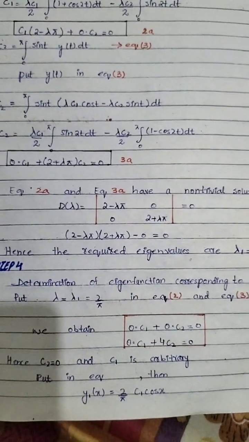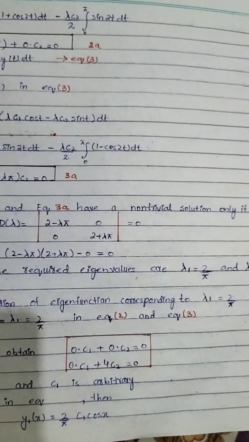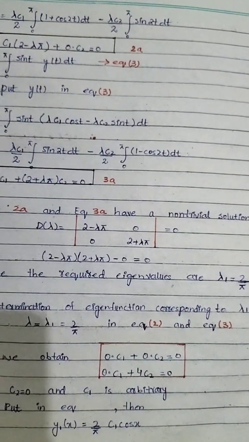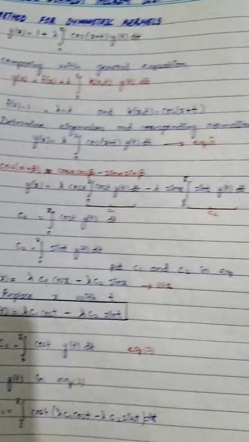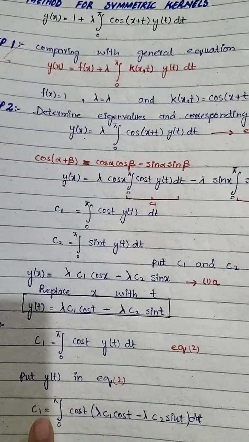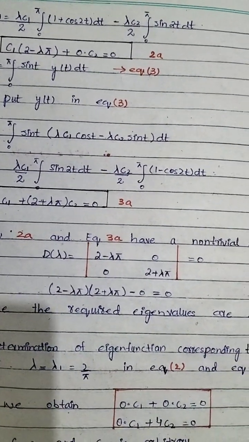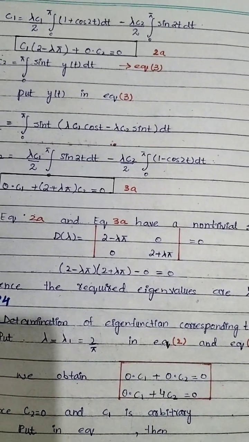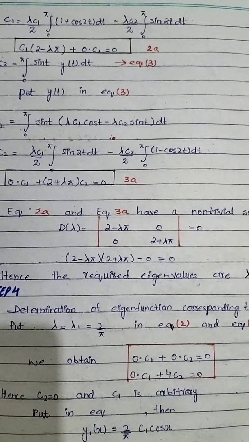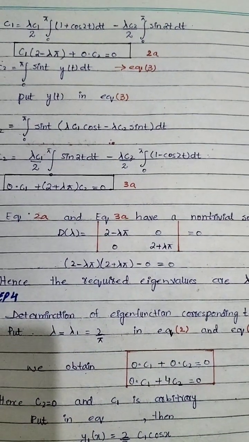And then first we find the eigenfunction corresponding to lambda 1, which is 2 by pi. Putting it in equations 2 and 3, we know that c1 is equal to integral from 0 to pi of cos t y of t dt, and c2 is integral from 0 to pi of sin t y of t dt. After putting lambda 1 equal to 2 by pi in equations 2 and 3, we obtain two equations, and in these we see that c2 is equal to 0 and c1 is arbitrary, because c1 is 0 in both equations, so we can take c1 as arbitrary.